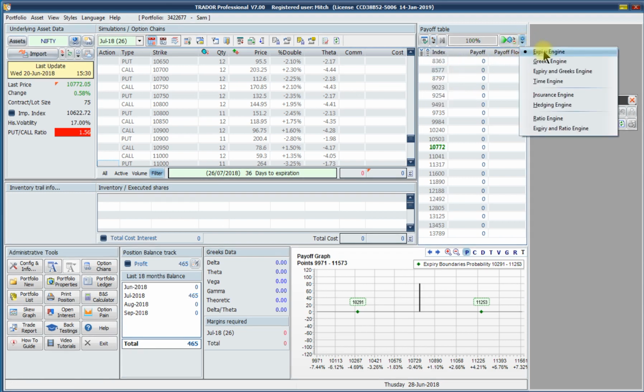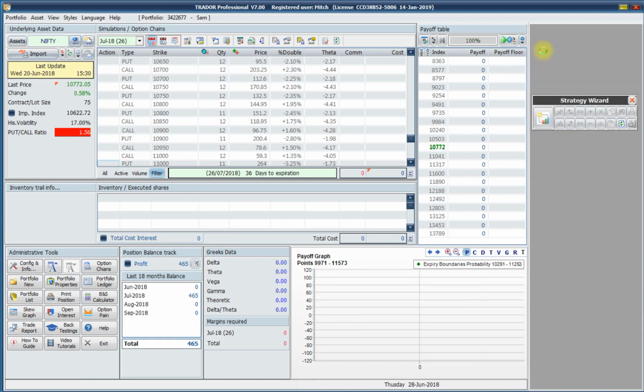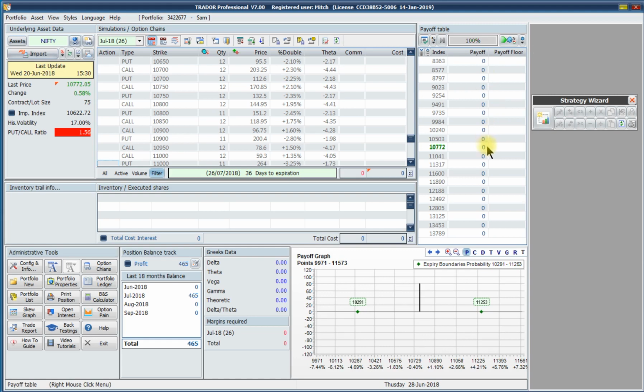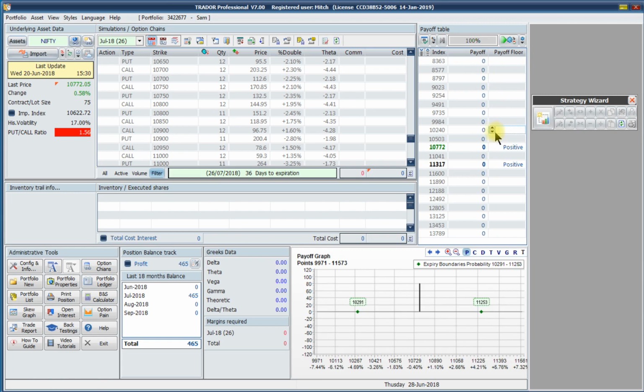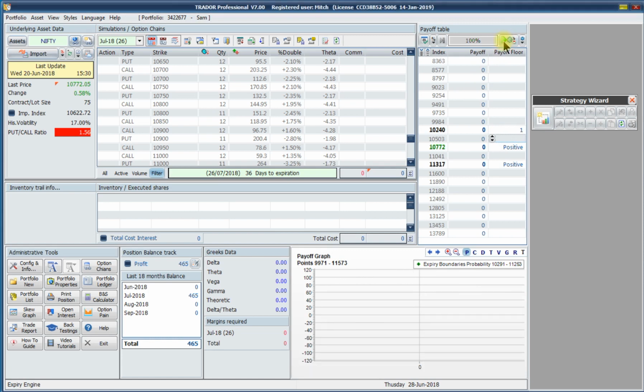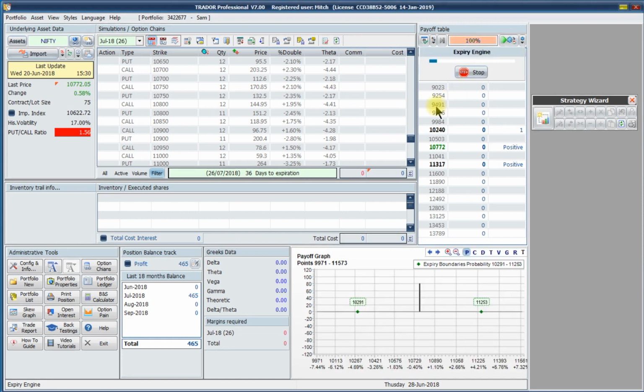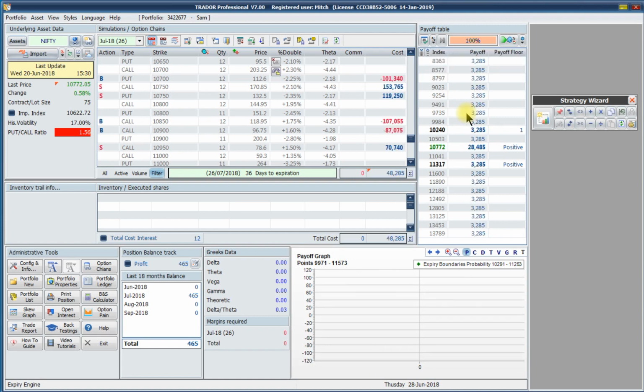I'll start with the expiry engine, which searches for solutions for expiration day with payoff floor definitions. At first, I'll define a few simple payoff floors around the current spot as positive or 1. Activating the engine finds solutions on the first seek portion, and the first solution is displayed.